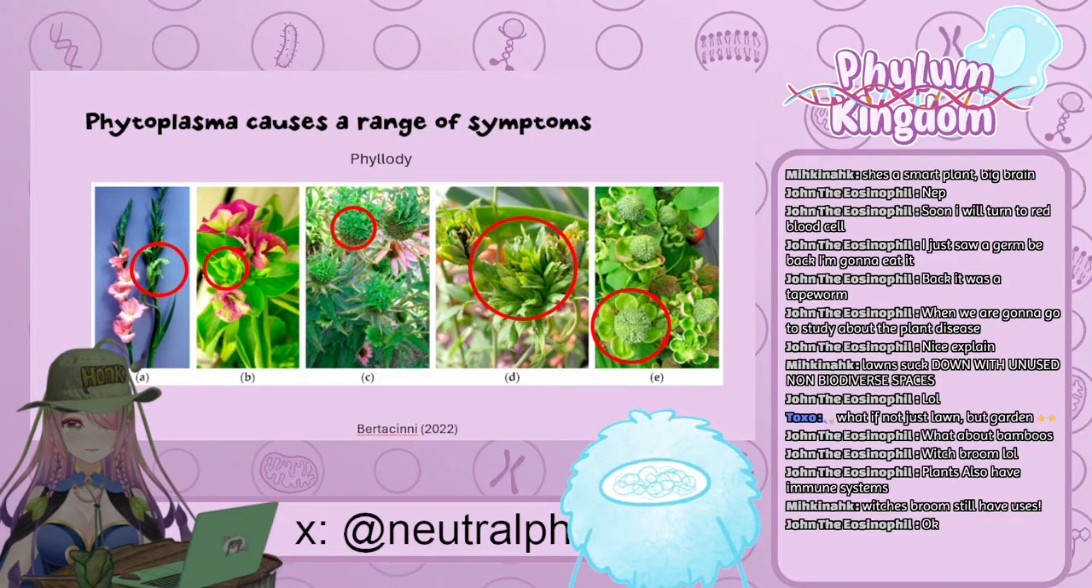But yeah, as we said, the next symptom that phytoplasma causes is called phyllidy. And this one inspired me to actually cover this, just because this symptom is so dramatic. So Nep, you want to take it away?